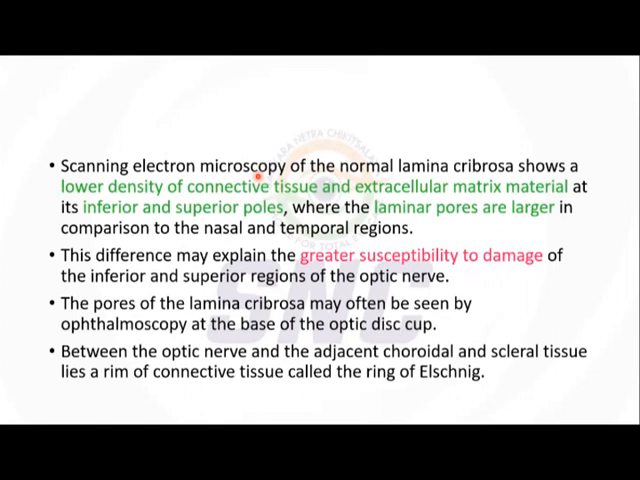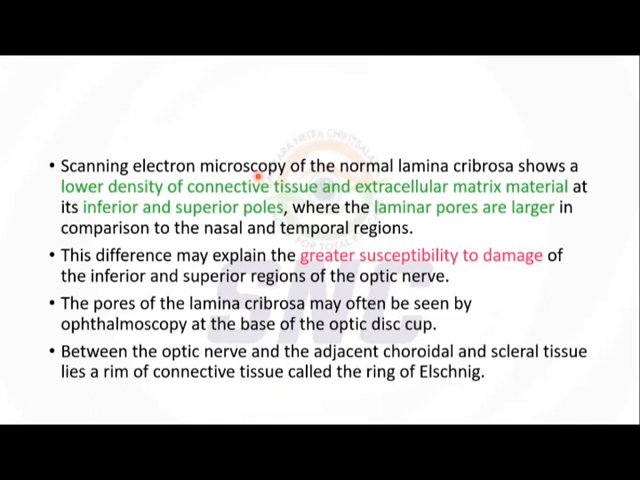Scanning electron microscopy of the normal lamina cribrosa shows a lower density of connective tissue and extracellular matrix material at its inferior and superior poles, where the laminar pores are larger in comparison to the nasal and temporal regions. This difference also explains the greater susceptibility to damage of the inferior and superior regions of the optic nerve. The pores of the lamina cribrosa may often be seen by ophthalmoscopy at the base of the optic disc cup.